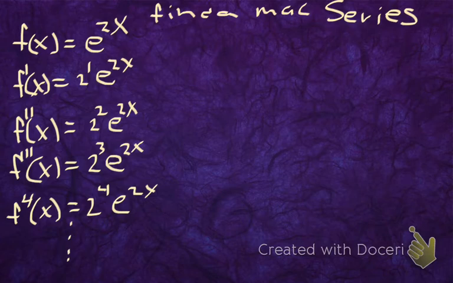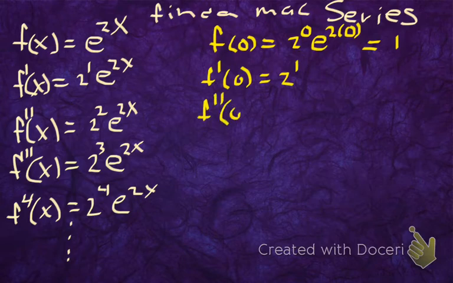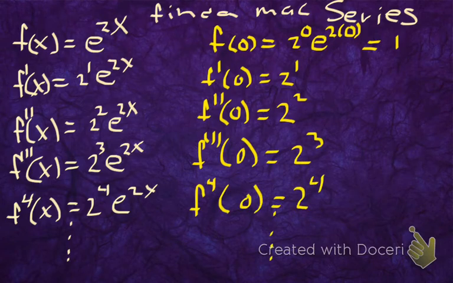Now, I'm going to evaluate all of those at 0 because this is a Maclaurin series. And that's what it is. It's a Taylor series evaluated at 0. So we throw our 0 in there. Notice what's happening to that e. e to the 0 is 1 all day, every day. So that's why I'm getting these: 2 to the 1, 2 to the 2, 2 to the 3, 2 to the 4. Then I take those evaluated derivatives.